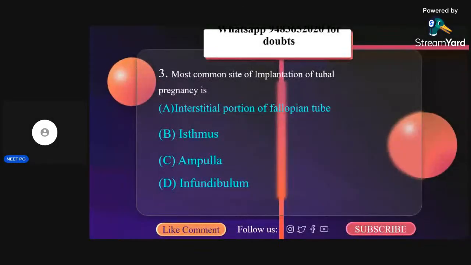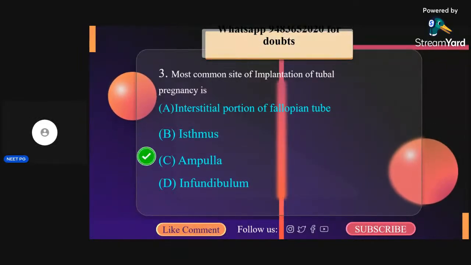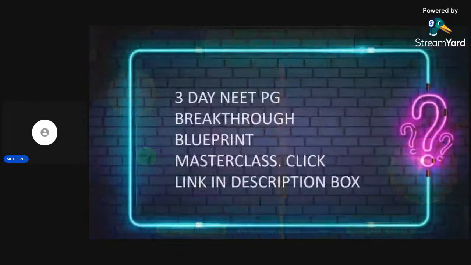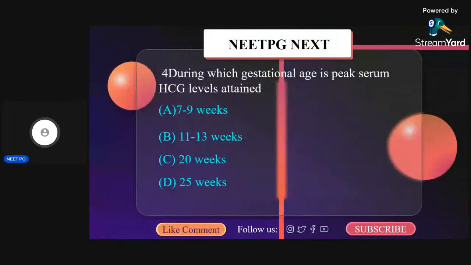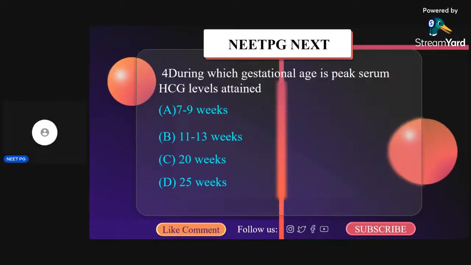Most common site of implantation of tubal pregnancy is ampulla. During which gestational age is peak serum HCG level attained? A. 7 to 9 weeks. It is 7 to 9 weeks.